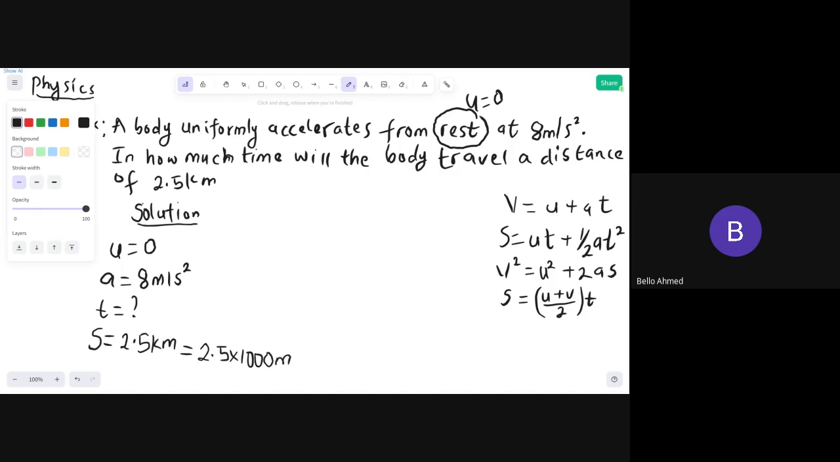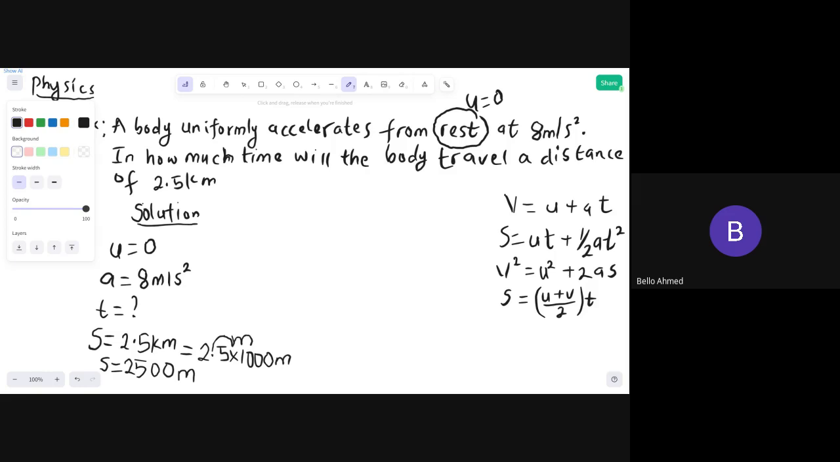So my S is now equal to 2,500 meters. What I simply did was multiply: 2.5 times 1,000 gives you 2,500. Now, we are done with our parameters. We have brought out all the parameters from the question.